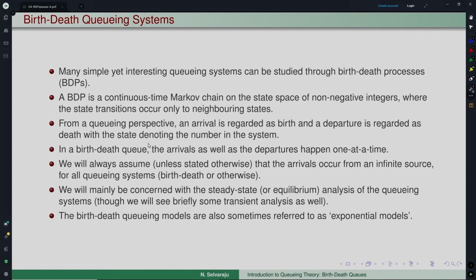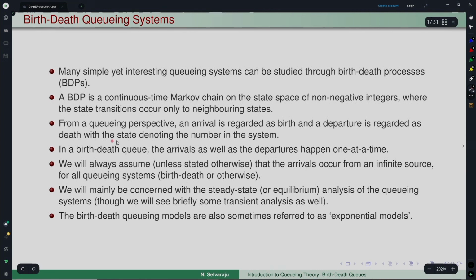Whenever we are talking about the solution or analysis of a queuing system, we primarily mean the number in the system. That will be our main object of study in any queuing system, whether it is single or network or anything. So, that is why the state mainly denotes the number in the system.